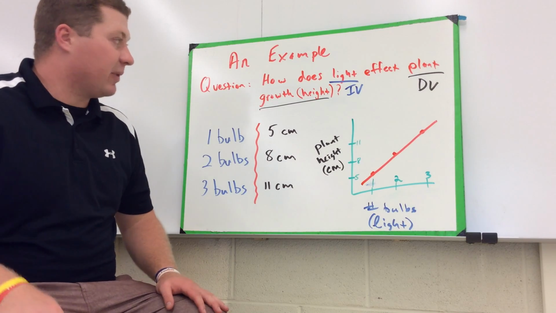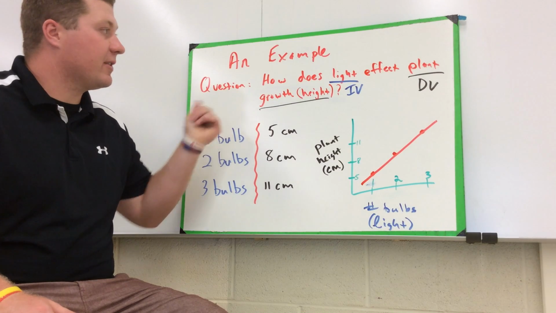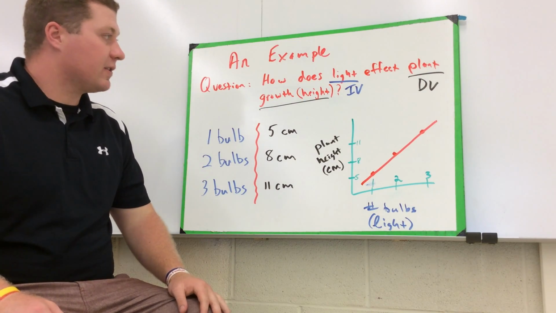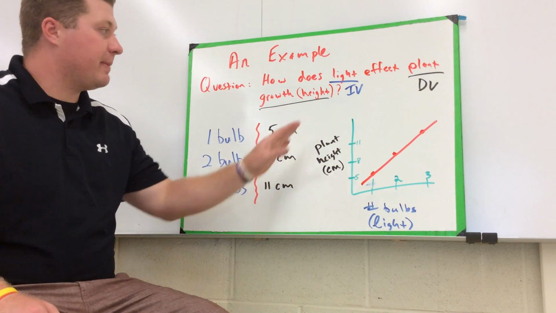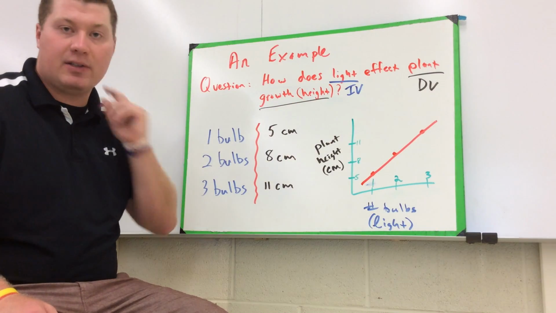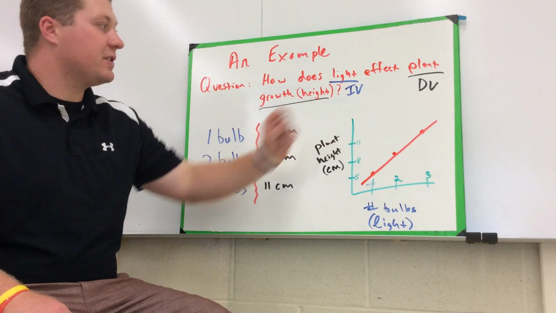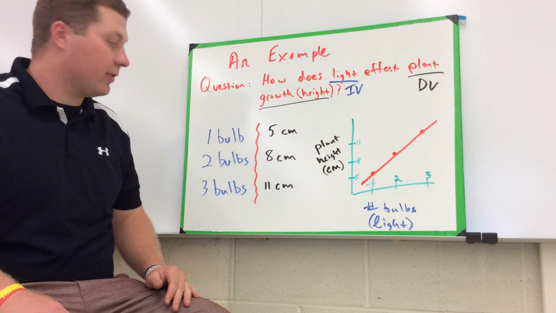So here's the first example, and this is a biology example that we may use later. The question is, how does light affect plant growth in terms of height? The independent variable is underlined in blue: light. The dependent variable is the plant growth, or the height. That's the one that we're going to measure. So we're going to change the amount of light and measure the growth.